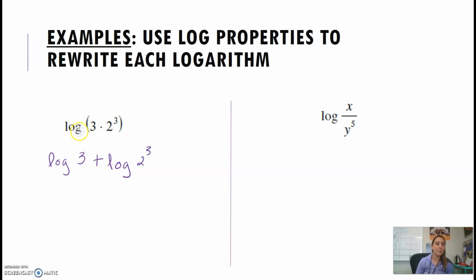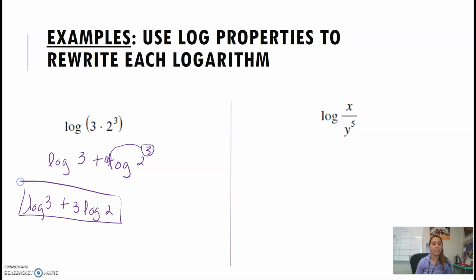Now, one of the things that I'm going to do is I'm going to keep the same log and same base. I didn't change any of that. So now I'm going to use the power rule, which says this exponent is going to be thrown out front, and I'm going to end up with log of 3 plus 3 times log of 2. And now that I have everything expanded all the way out, that is going to be my final answer.